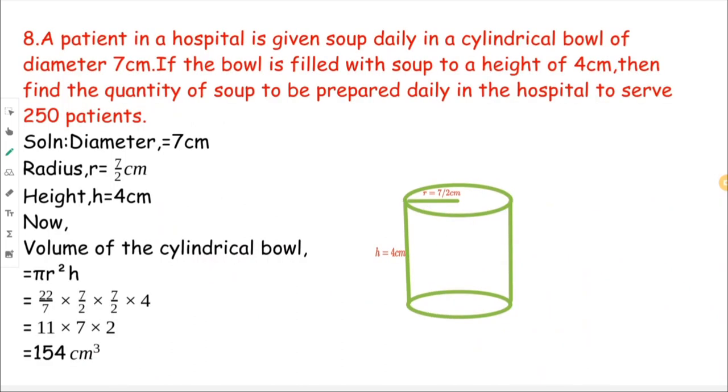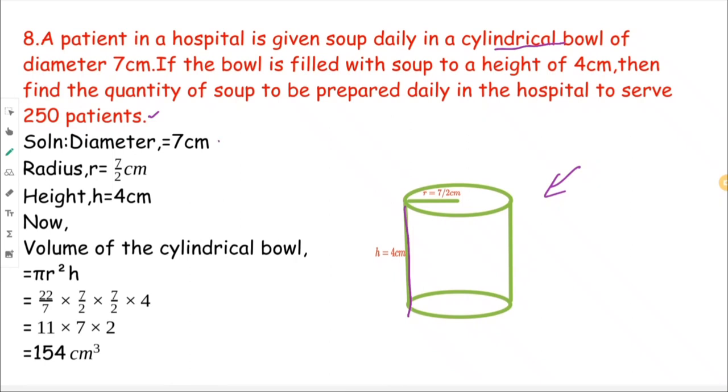All right, the last question. A patient in a hospital is given soup daily in a cylindrical bowl. So we're just assuming it to be like this. Of diameter 7, if the bowl is filled with soup up to a height of 4 centimeter. Then find the quantity of soup to be prepared daily in a hospital to serve 250 patients. So if I find the volume of the soup for one patient, I just have to multiply by 250.